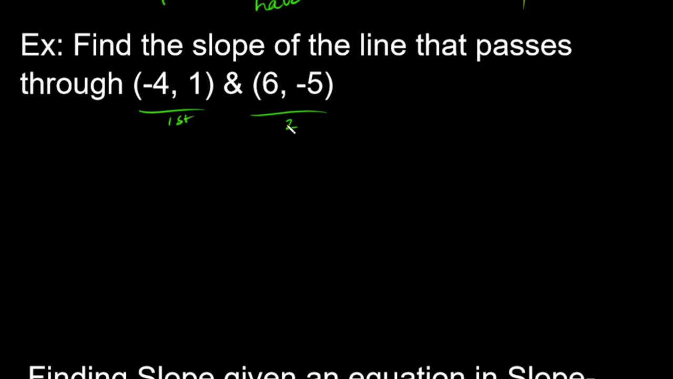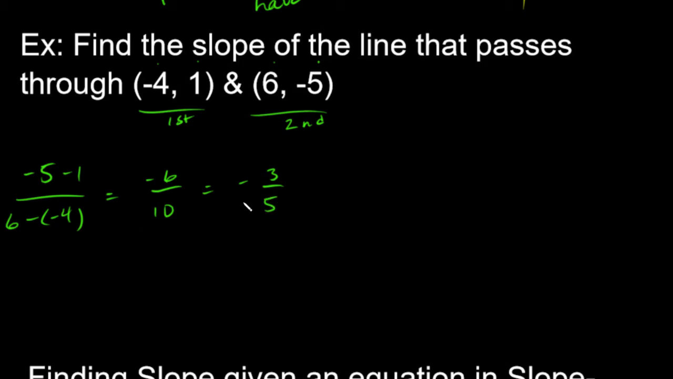And so we're going to have negative 5 minus 1 over 6 minus negative 4. That's y sub 2 minus y sub 1, and x sub 2 minus x sub 1. And then simplify. That's negative 6 over 10, and that is our answer reduced. And there's your slope. All right, let's move on.